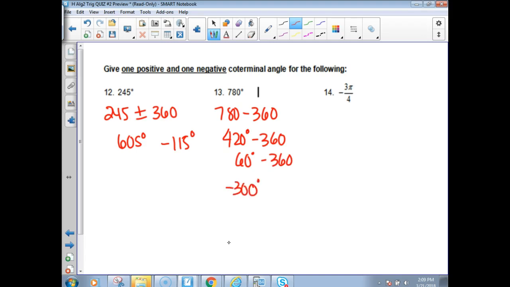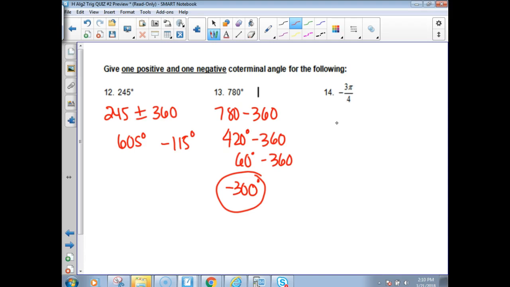So you keep on doing subtract 360 to get the negative angle. So one of your answers needs to be 420 or 60, and the other negative 300. Or you could have added, I guess, but it seems like a waste of time since you got to subtract anyway. You understand my point? Did some of you write probably 1040?